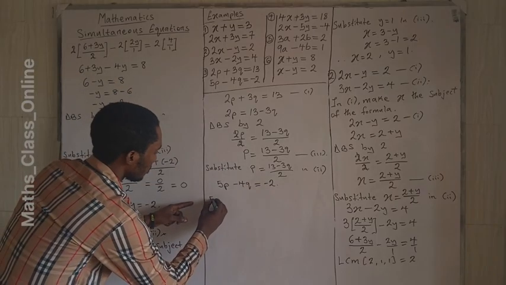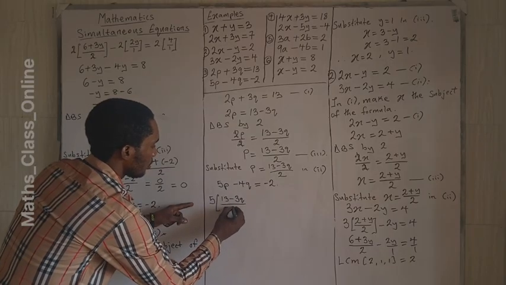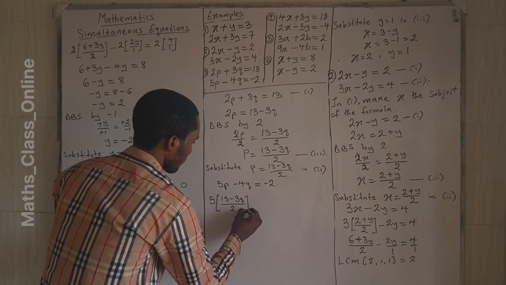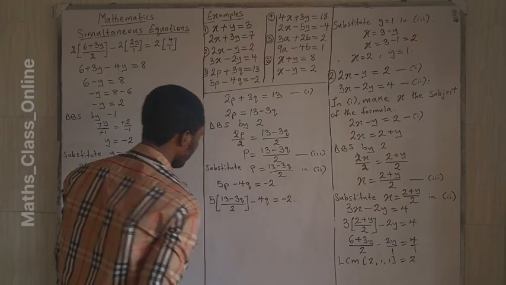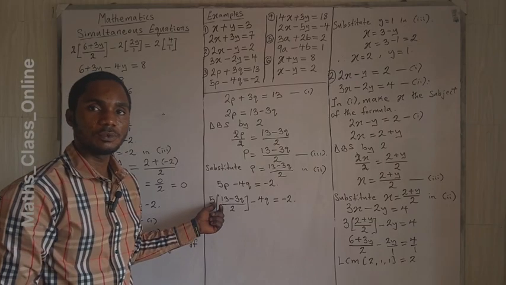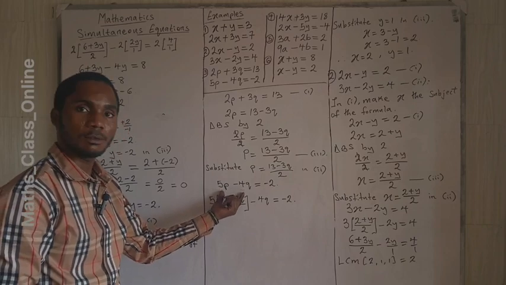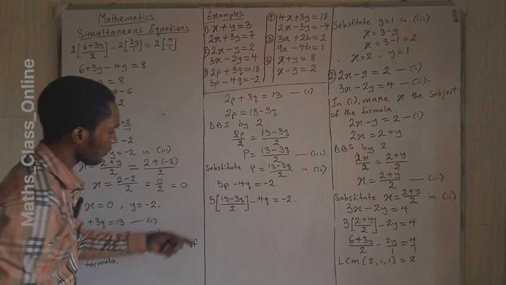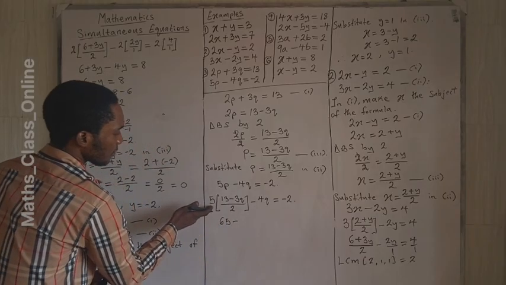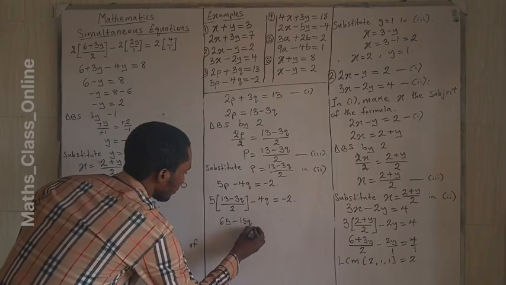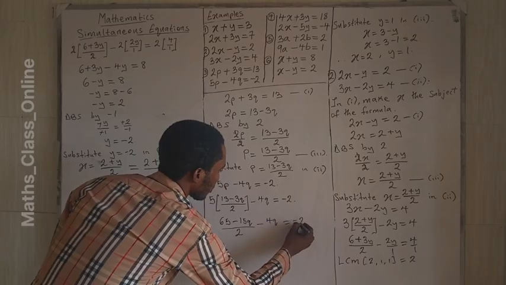P is equal to (13 minus 3q) over 2, minus 4q, and this is equal to minus 2. Can 2 divide 5? No. That means we are going to use this 5 to multiply everything we have at the numerator here. 13 times 5 is 65, minus 3q times 5 is 15q, over 2, minus 4q is equal to minus 2.